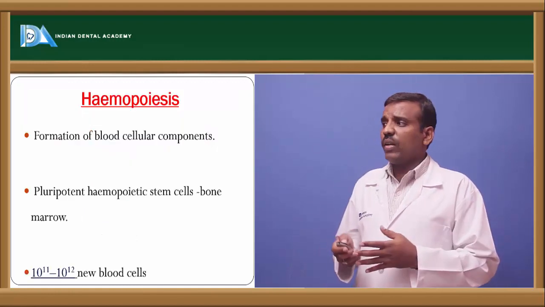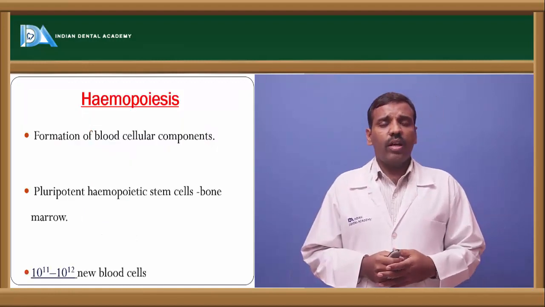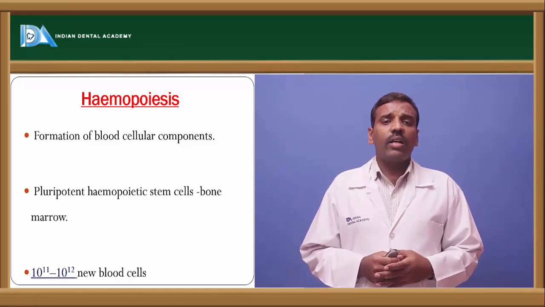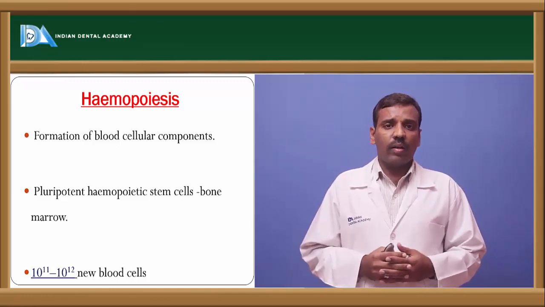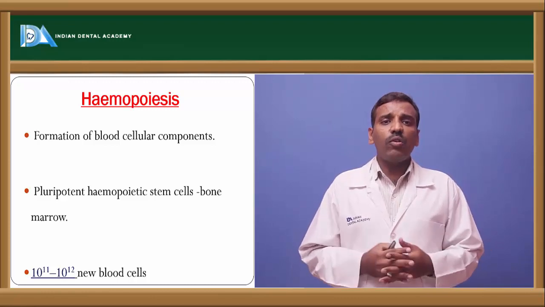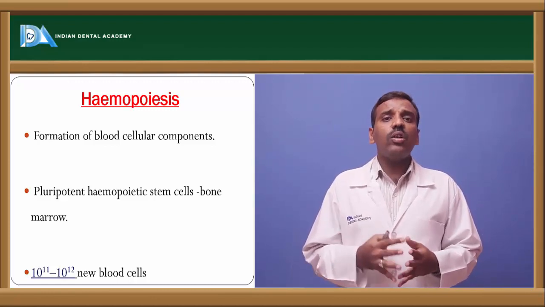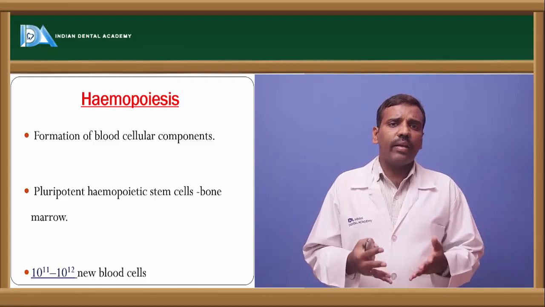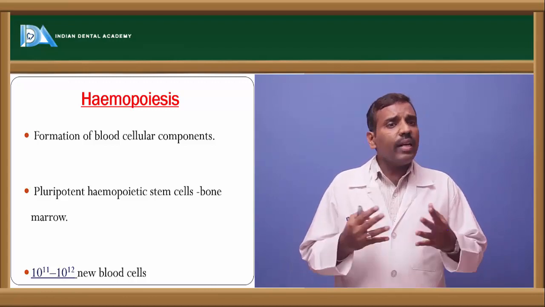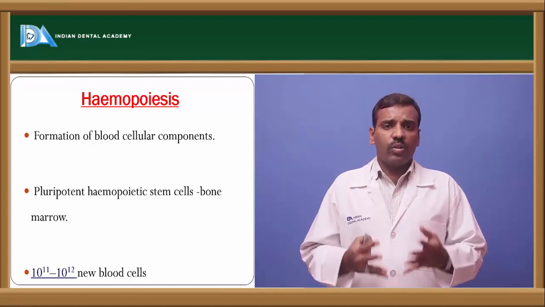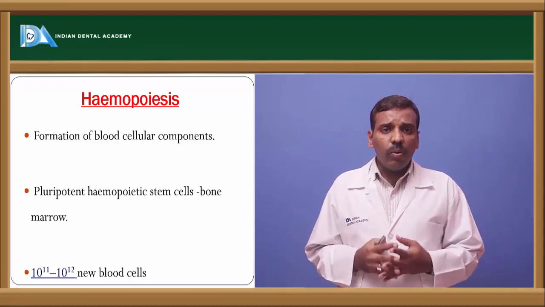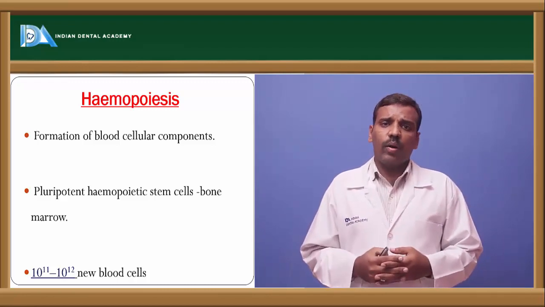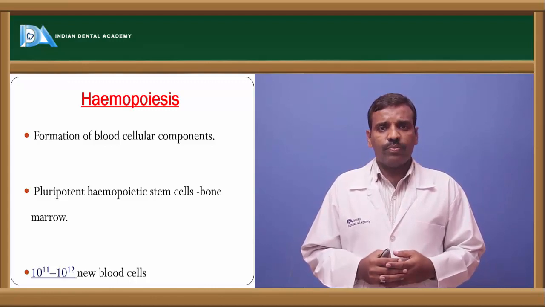And next one is hemopoiesis. Hemopoiesis is nothing but the production of blood cells. There are different types of cells. Generation of RBCs is called erythropoiesis. Generation of WBCs is called leukopoiesis. Generation of thrombocytes or platelets is called thrombopoiesis.